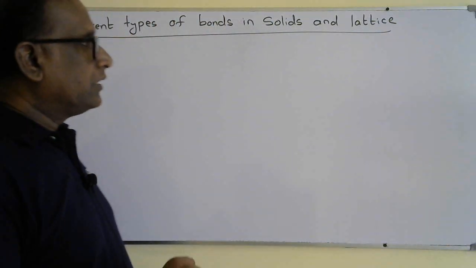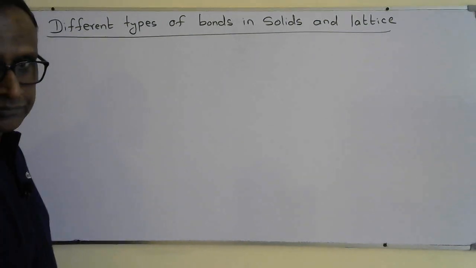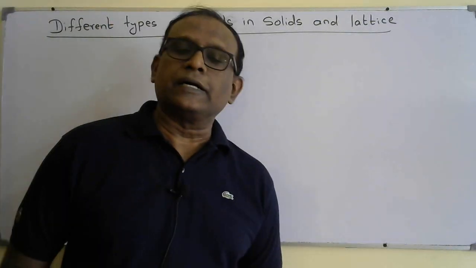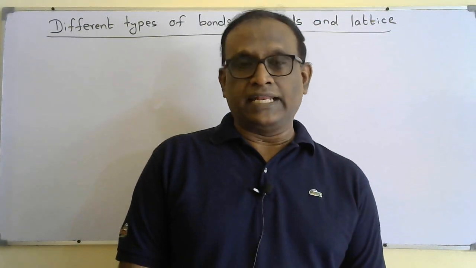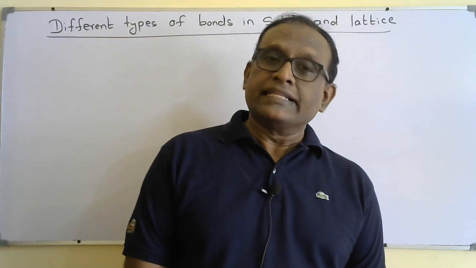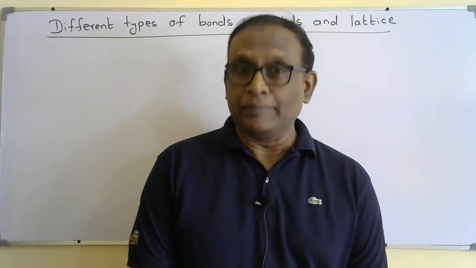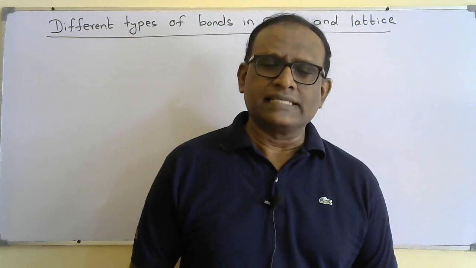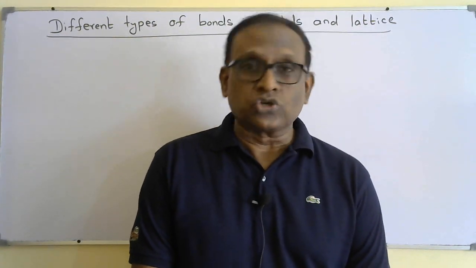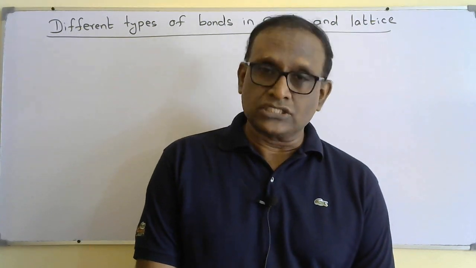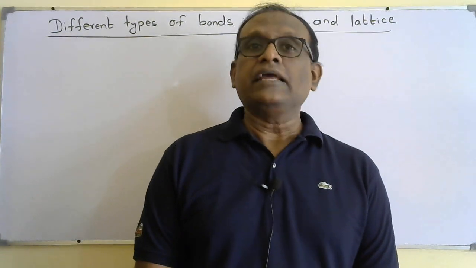Okay, so now we are going to learn different types of bonds in solids and lattice. Okay, you know that in atoms the last orbit is called the valence orbit or valence shell, and the electrons in that shell are called valence electrons. So these are the electrons involved in forming chemical bonds. You know that, not necessary for us, but anyway, atoms form bonds to get a stable electronic configuration in their last orbit, is it? So in solids we know that atoms are tightly bound together.